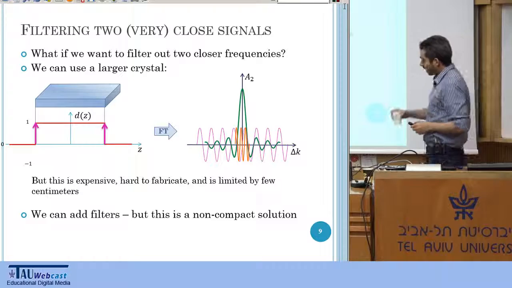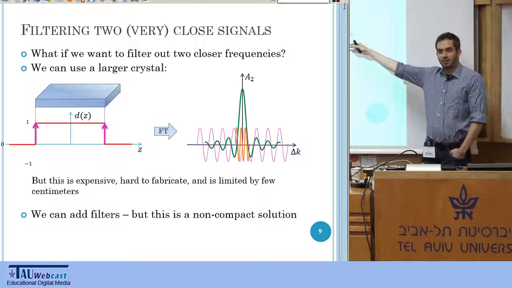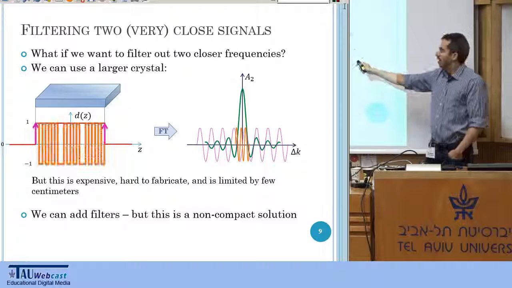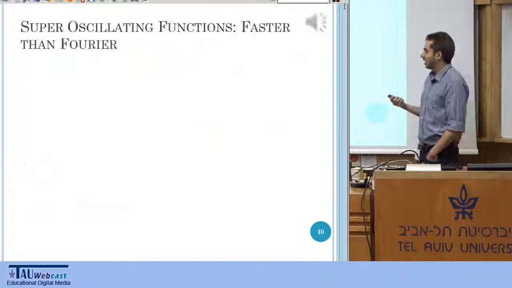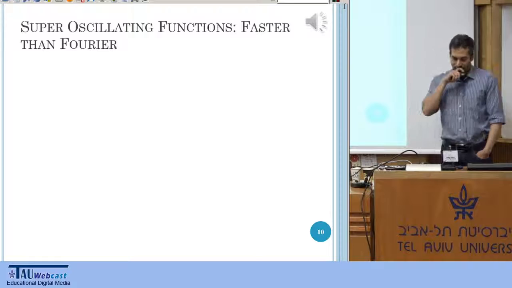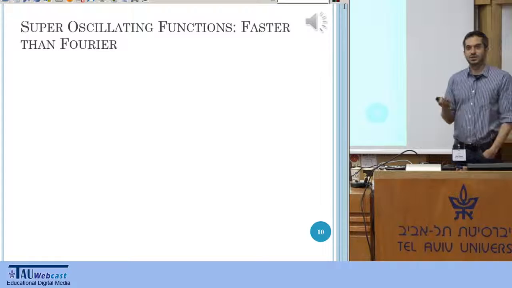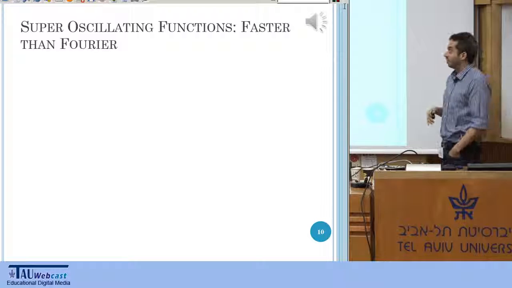So what we actually want is a function which oscillates very fast, but that would be the result of a Fourier transform of a function that is non-zero only at the crystal area. This means we want a function that oscillates faster than the highest Fourier component. And it turns out, some would find this surprising, that these functions actually exist. There are functions that oscillate faster than their highest Fourier component.